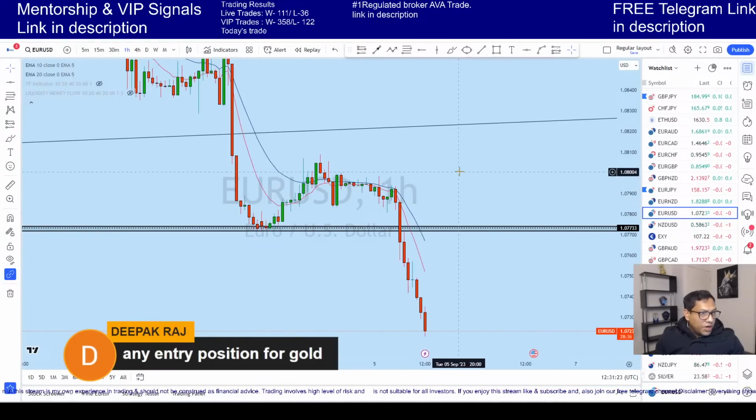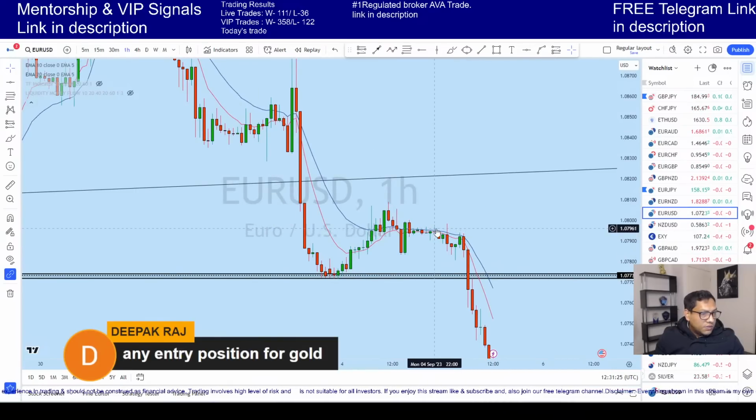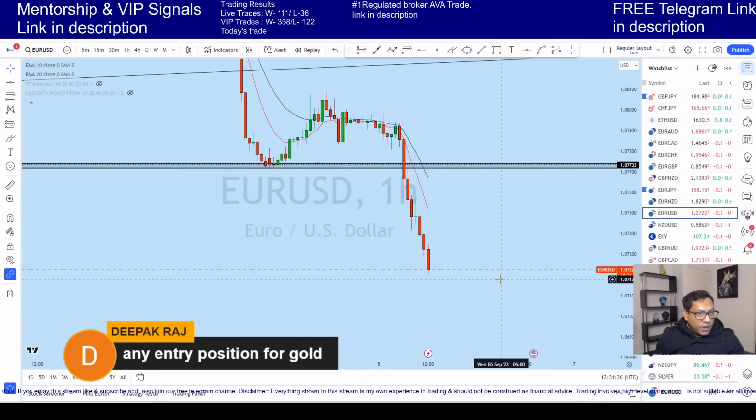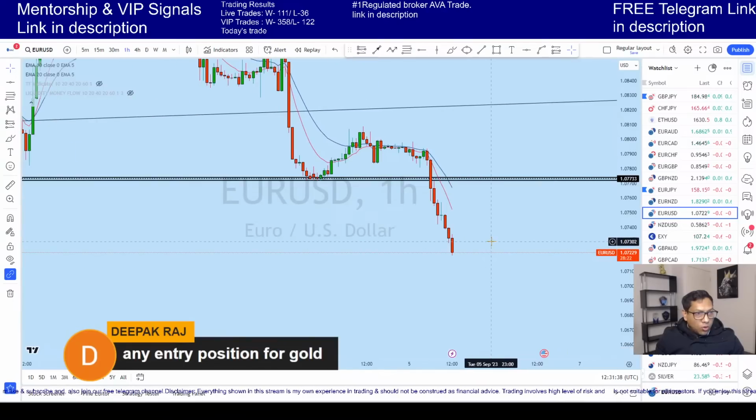Before this breakout we saw multiple times it was creating long wick candles, and from that zone we have seen this drop, and we can expect this price to keep dropping to create a new lower low. So let me know guys, how are you doing?